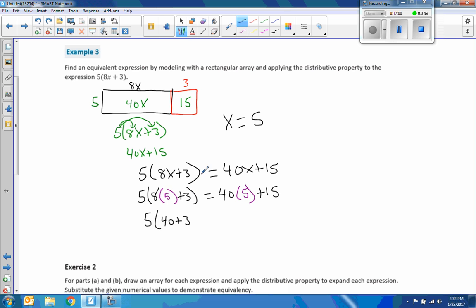PEMDAS or GEMDAS says to do grouping first, so I've got to do inside here first. Inside is multiplication and addition. Multiplication comes first. Then I add. Okay. Then 5 times 3 is 15. Carry the 1. 5 times 4 is 20, plus 1 is 21. Over here, 5 times 40 is 200, plus 15 is also 215. So I plugged a value in and proved that the distributive property is true.